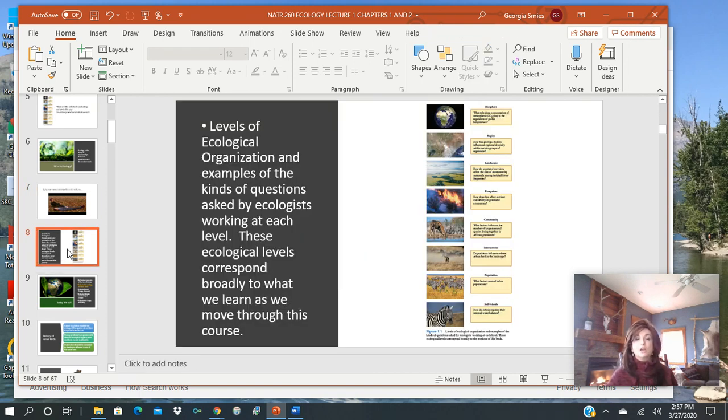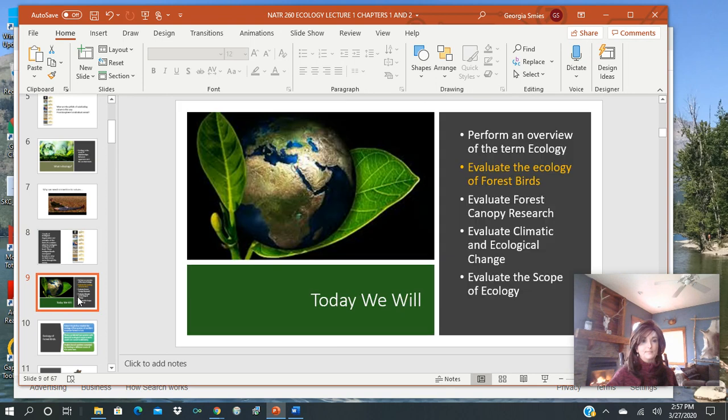All right, so going back to your text, there are these levels of ecological organization going from the biosphere down to the individual. As we move through this class, we're going to be working our way through these different levels. I just want to keep touching back to these to let you know how your book has all of this organized, okay?